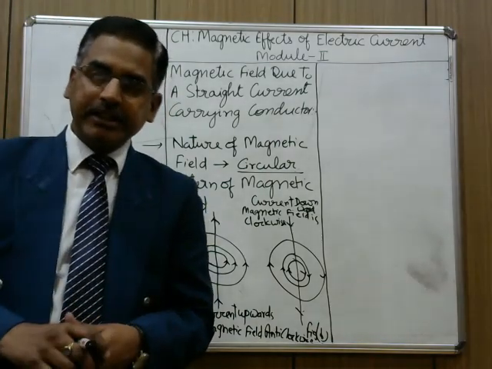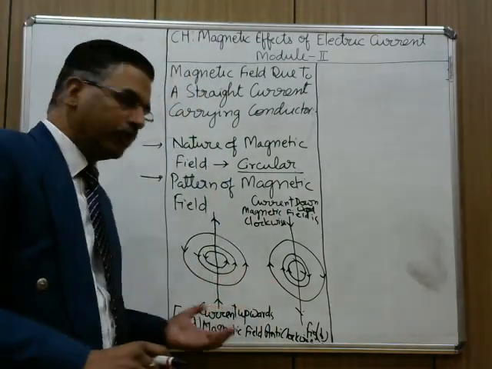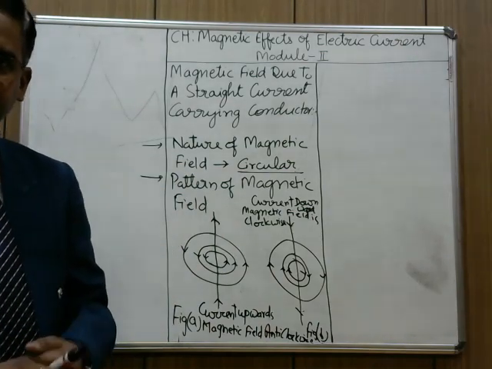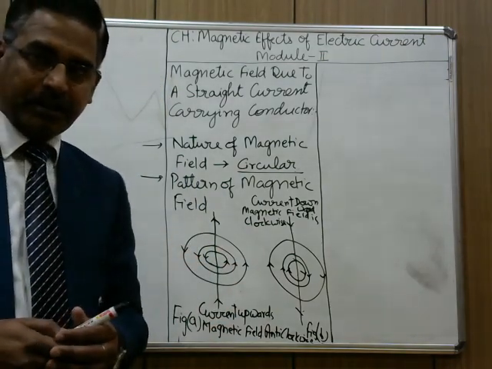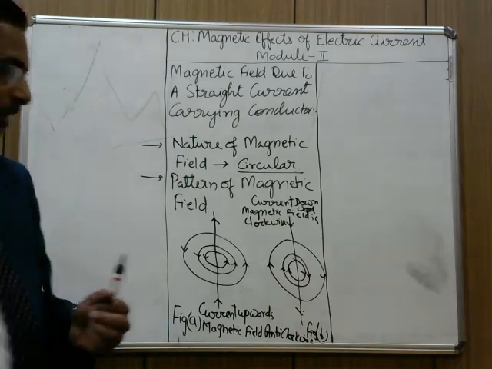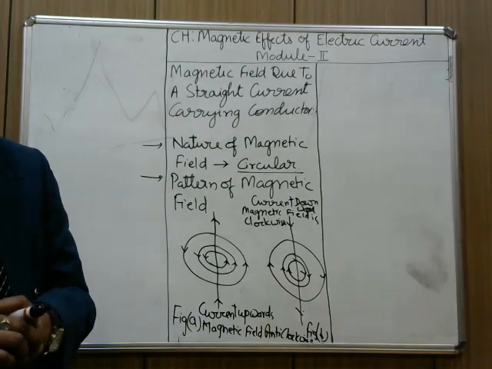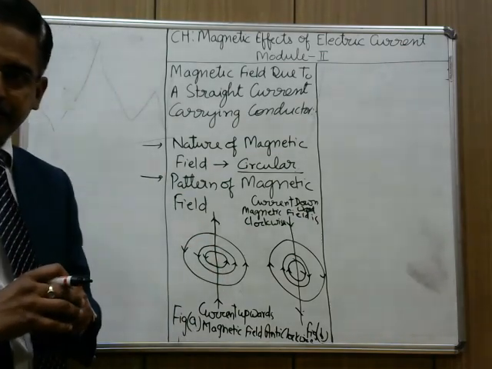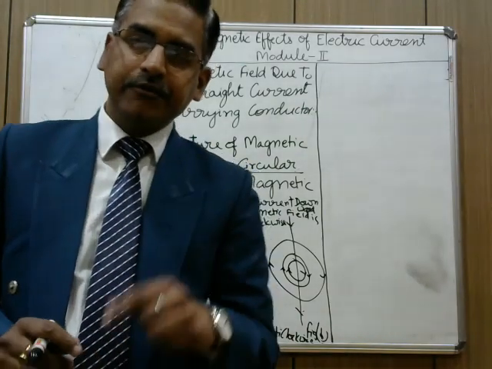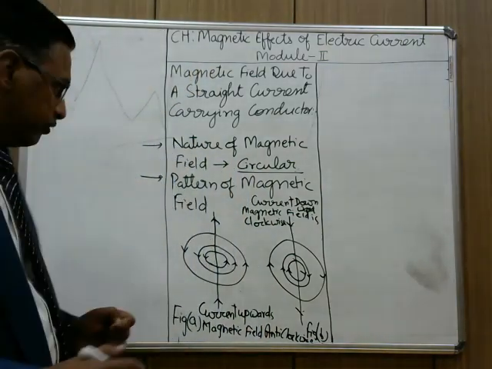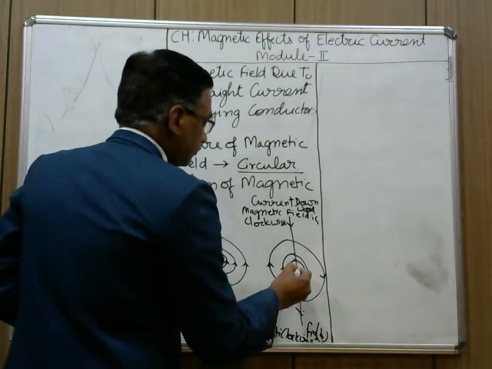In the examination, if it is asked to draw magnetic lines of force due to a straight current carrying conductor, out of two you may draw any one. If it is given that current is flowing in the upward direction, then you are bound to draw this diagram. If the question says current is flowing in the downward direction, then you are bound to draw this diagram. These are concentric circles. Concentric circles are circles having different radii but the same center. So they have different radii but the center is on the conductor itself.